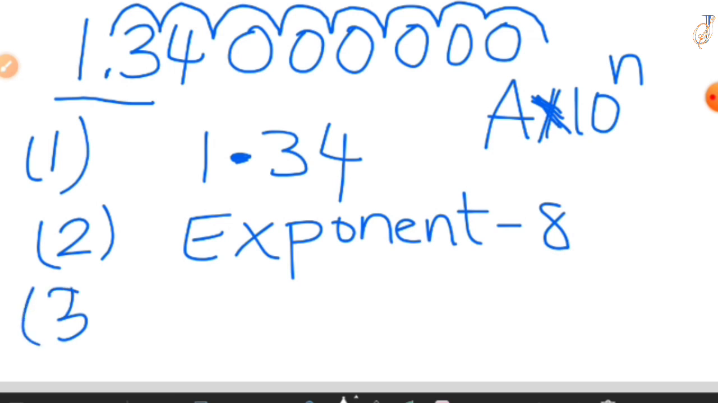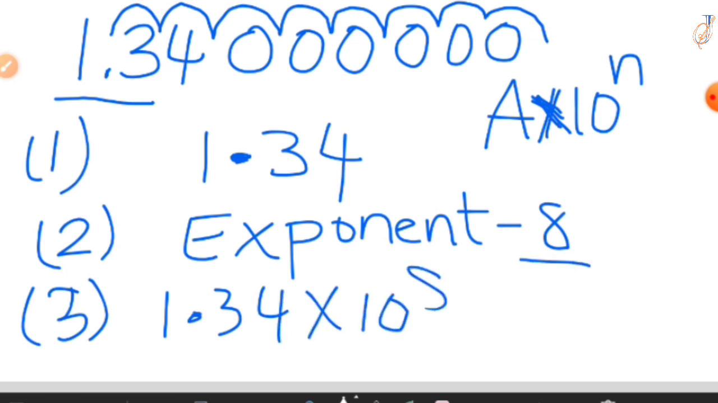Step 3 is write the coefficient 1.34, then multiply by 10 raised to the power of exponent 8. The step 3 is write out the coefficient from step 1, multiply by 10 raised to the exponent from step 2. So that means the coefficient is 1.34 and the exponent is 10 to the power of 8. So the result is 1.34 times 10 to the power 8. Simply you convert into scientific notation. I will explain one more example to make it clear.